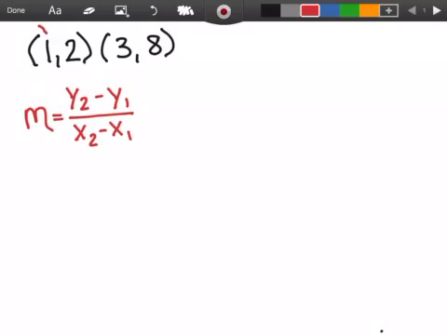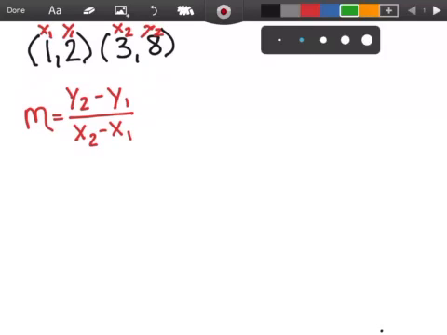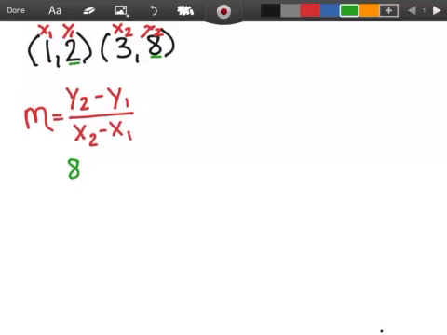So this x value up here is your x1 value because it's the first x listed. The 3 right here is your x2 because it's the second x listed. The 2 is your y1 because it's the first one. And the 8 is your y2 because it is your second y value listed. So all you're going to do is fill that in accordingly. So y2 is 8, so I'm going to fill in 8. y1 is 2, so I'm going to do minus 2. All over x2 is 3, minus x1 is 1.